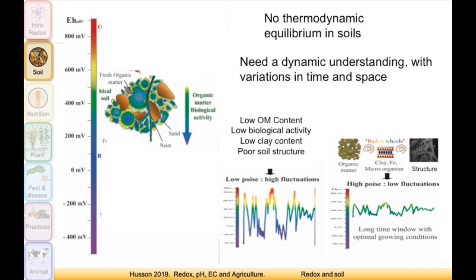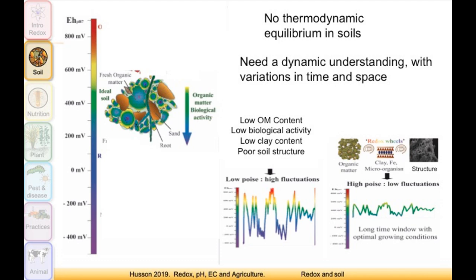As soon as you have water saturation, water logging, globally everything drops. Of course there's still some differences in redox, and roots can reoxidize some, but globally we go to too low a level. And drying, we will see it's a little bit complicated, but globally it will oxidize the soil.